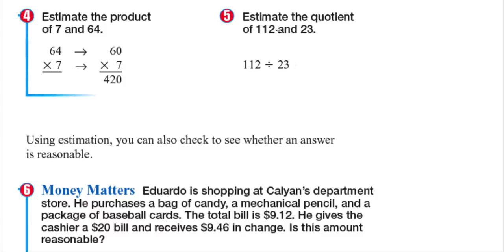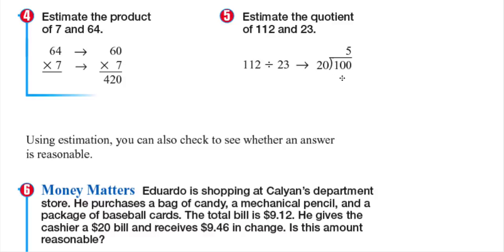Let's estimate the quotient of 112 and 23. If we estimate that, we can round 112 to 100 and 23 to 20, and that will give us 5. How do you know when to round to 100? How do you know when to round to 20? If you look at 112 and 23, it is assumed that you know your multiplication table. You know that 20 can go into 100 5 times.